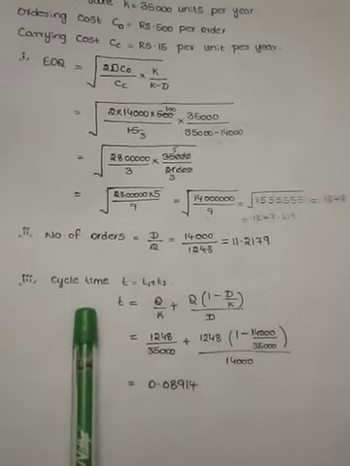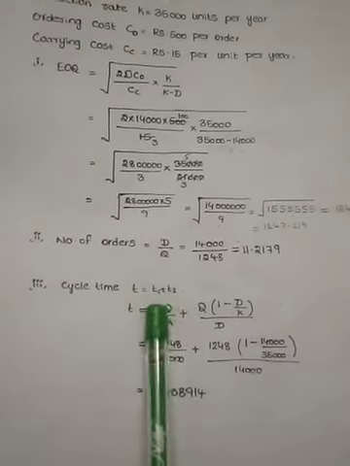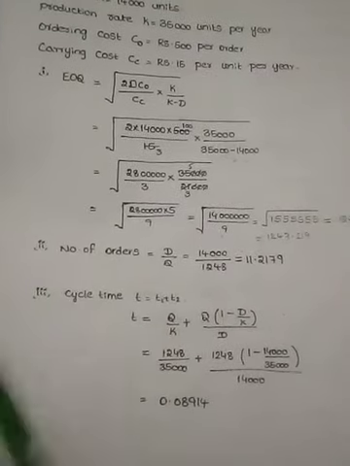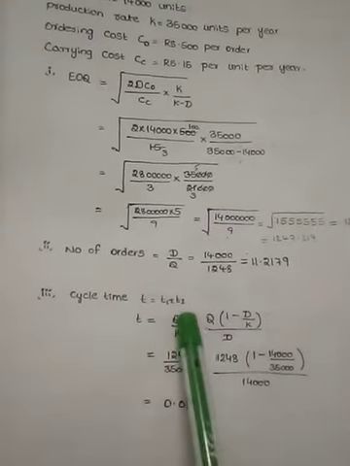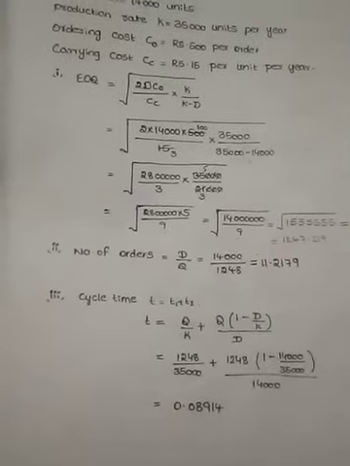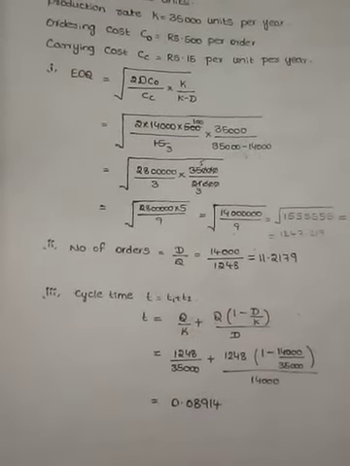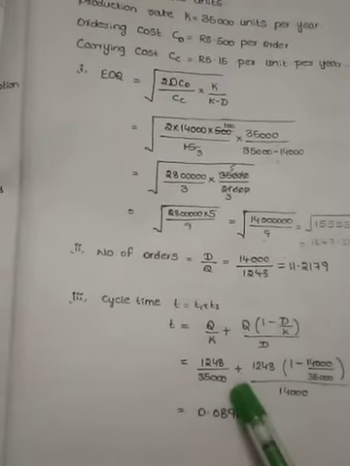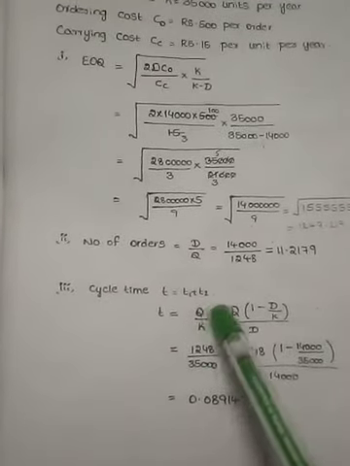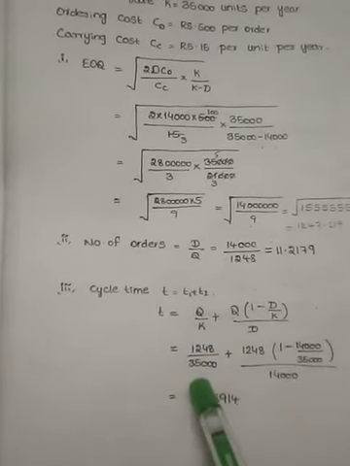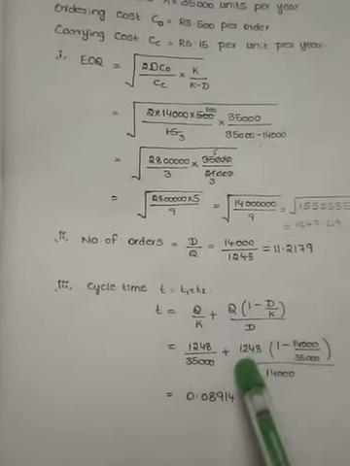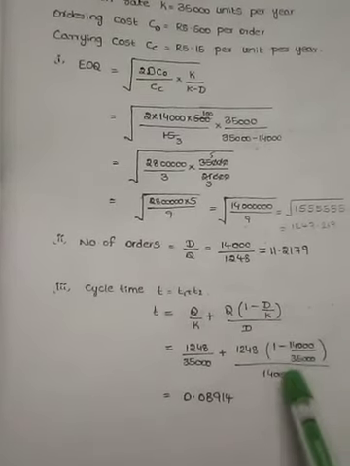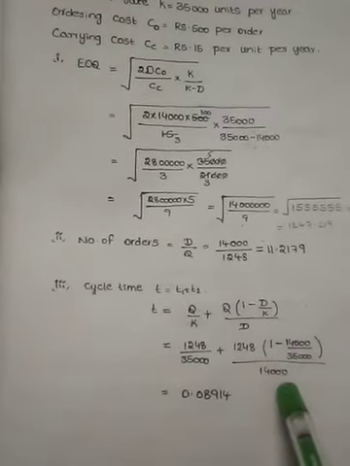The last one is cycle time, that is T is equal to T1 plus T2. Here T1 is equal to Q by K, and T2 is equal to Q into 1 minus D by K, by D. By substituting the values, Q value 1248 by K value 35,000, plus Q value 1248 bracket 1 minus D value 14,000 by K value 35,000, by D value 14,000.